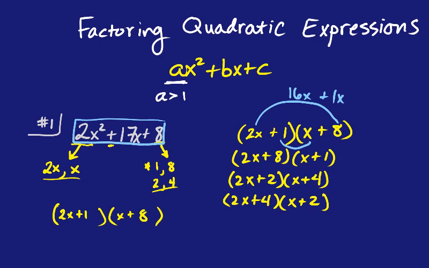None of these other ones would work, so let me show you why. Take this 2x and multiply by 2. That's 4x. Then take the 4 times the x. That's also 4x. Those add to 8x, but we want them to add to 17x. So it doesn't work. This one doesn't work, this one wouldn't work, and this one wouldn't work. That is what you're left with.